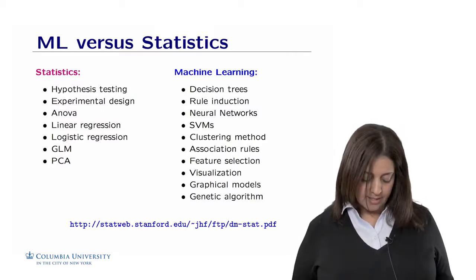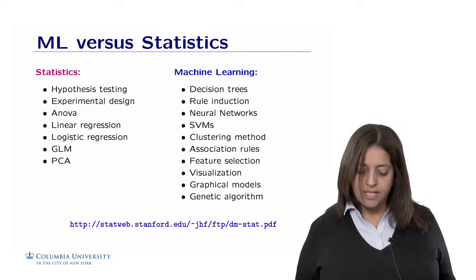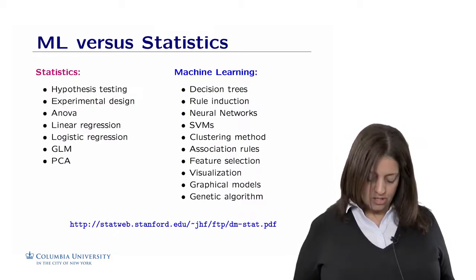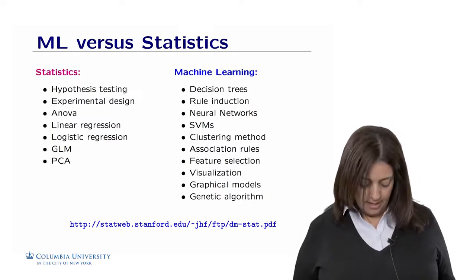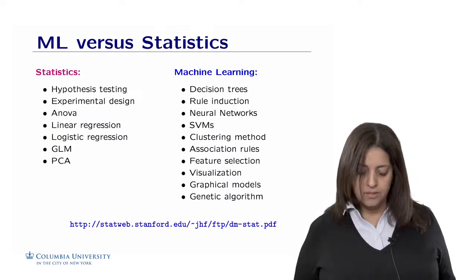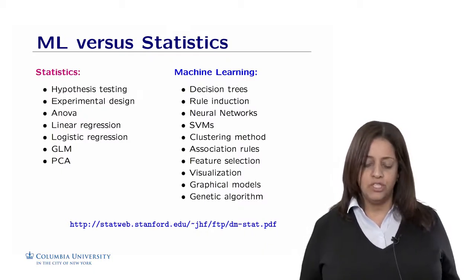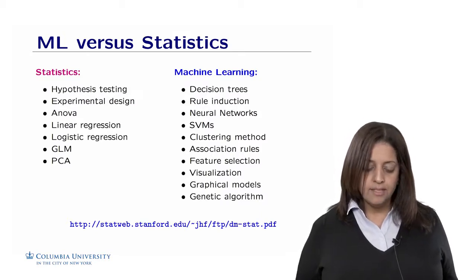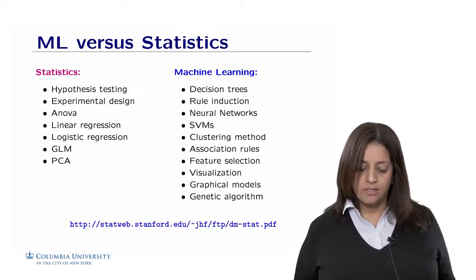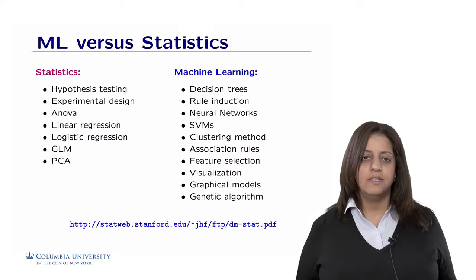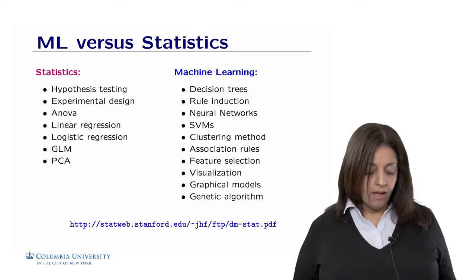It includes advanced nonlinear techniques such as support vector machines, neural networks, deep learning, that actually use spatial geometry rather than probability methods. Other techniques include decision trees. Decision trees were invented both in the statistics community and in the machine learning community. Other techniques include rule induction, clustering methods, association rules, feature selection, visualization, graphical models that are based on probability, genetic algorithms, etc.